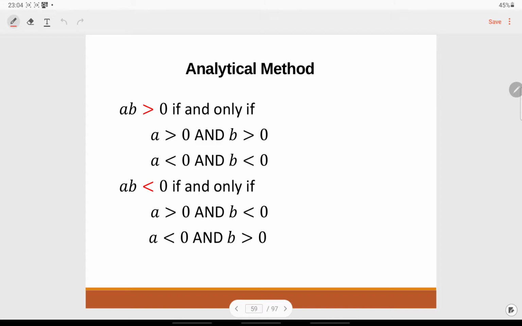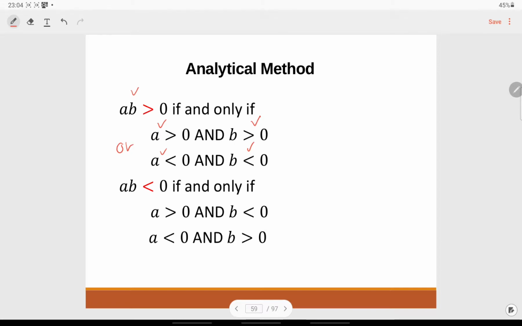For the analytical method, we have to consider the following cases. We start with the multiplication of a and b. For any real numbers a and b, a times b is greater than 0 if and only if both a and b are positive, or both a and b are negative. You multiply two positive numbers, you come out with a positive number. We multiply two negative numbers, again we come out with a positive number.